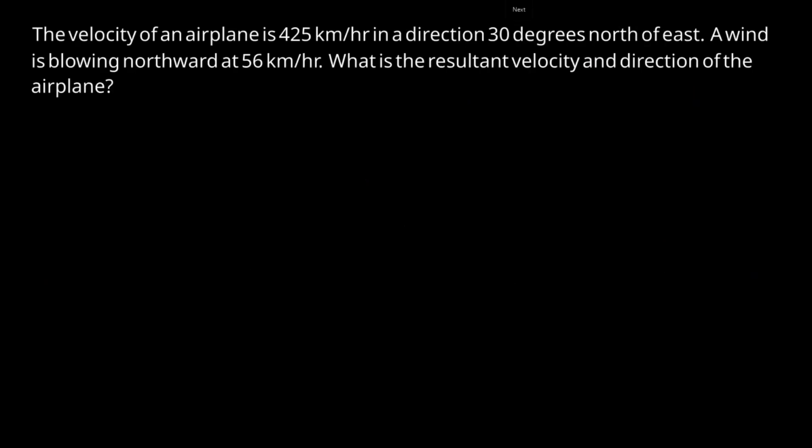Okay, here's a practical example of using vectors. You have an airplane which is traveling 425 kilometers per hour in a direction 30 degrees north of east. The wind is blowing northward at 56 kilometers per hour. So what's the resultant velocity and direction of the airplane? So the first thing let's do is let's just draw an axis. Let's draw vectors.